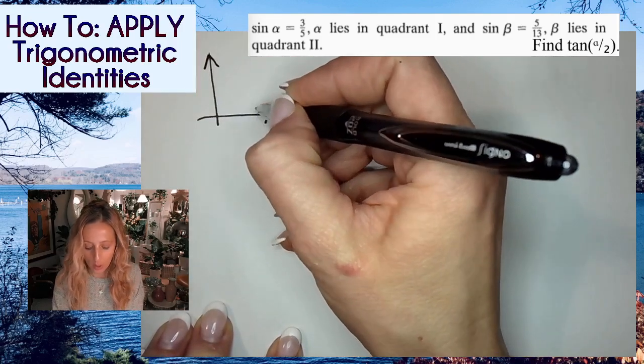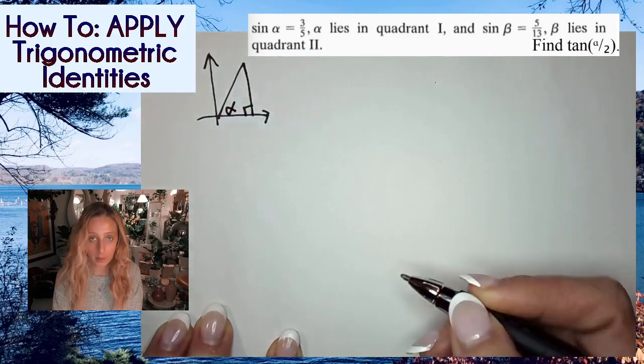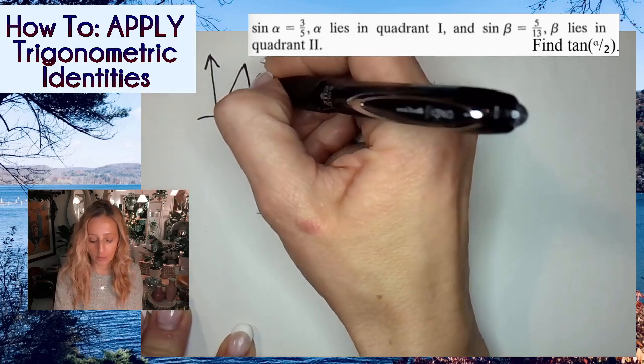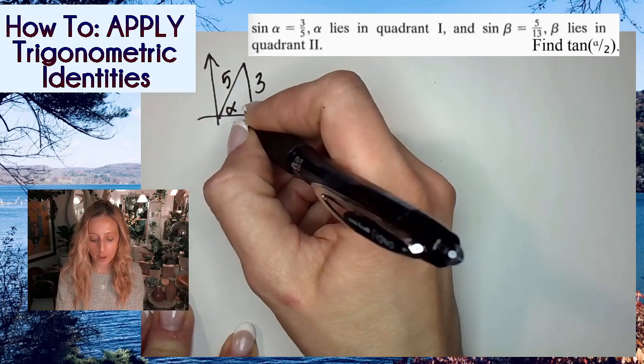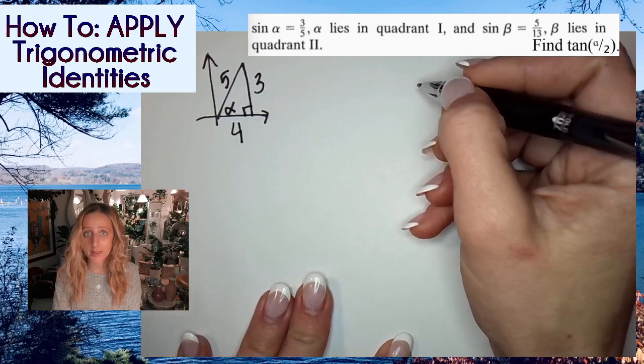All right, we're in quadrant 1. Reference triangle should be automatic at this point. Do not label it theta. This is alpha's triangle. The sine of alpha is 3 over 5. 3, 5, that means my adjacent must be 4, Pythagorean triple. Quadrant 1, done. Beta is in quadrant 2.